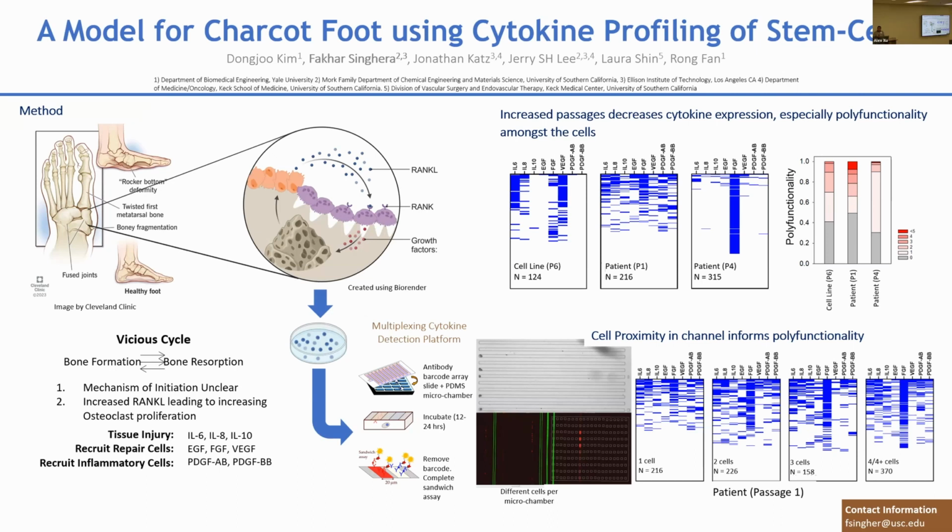One thing that we've noticed that's super cool so far is that patient cells do display a lot more cytokine polyfunctionality, meaning multiple types of cytokines, much more than cell lines. But the further you get away from the body, the less it happens. Also, if within this cytokine platform you put a bunch of cells together, they will have paracrine communication between each of the cells, and there's a lot more polyfunctionality, so they're expressing a lot of different types of cytokines.